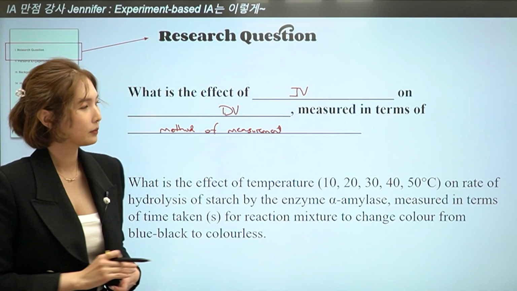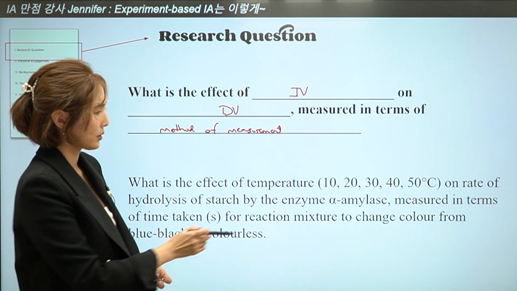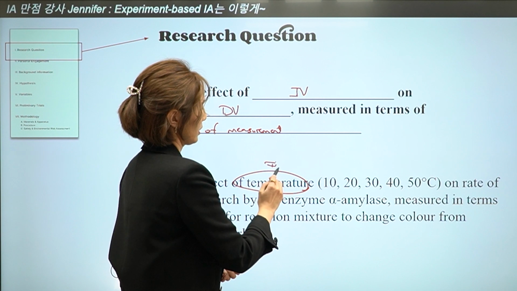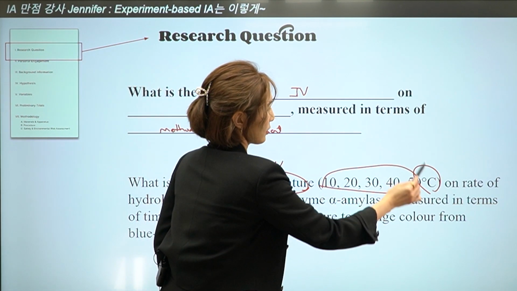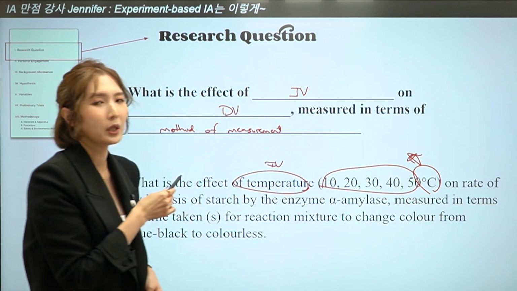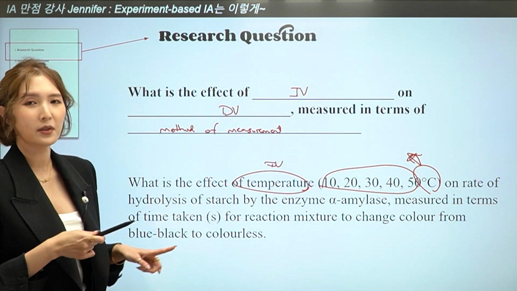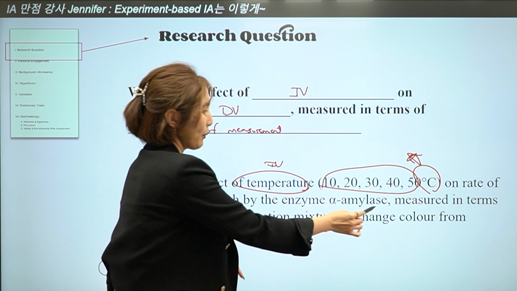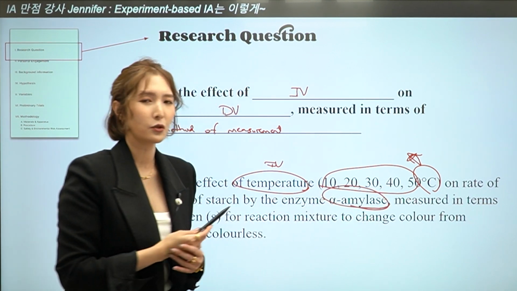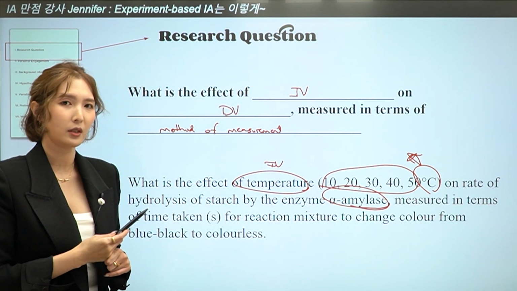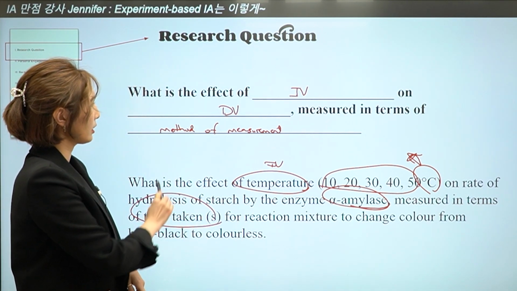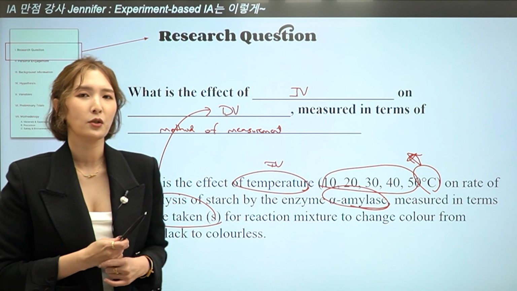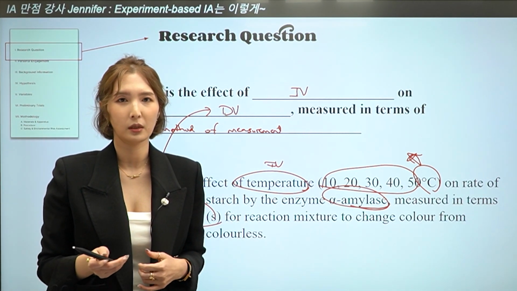So for example, what is the effect of temperature? So temperature is obviously our IV here. And then you want to state the range. So for us, it's 10 to 50. Degrees Celsius is our unit. Always specify your units. On rate of hydrolysis of starch by the enzyme amylase, but alpha amylase, not just any amylase, but alpha. You want to specify the type of enzyme used. Measured in terms of the time taken. So time taken here would be our DV. For the reaction mixture to change color from blue-black to colorless.